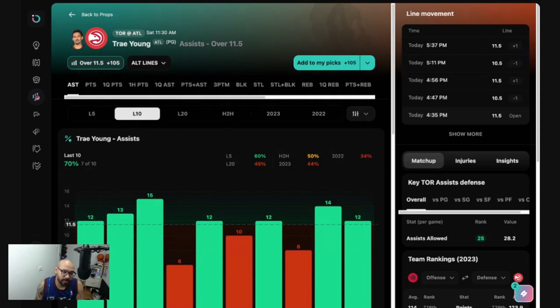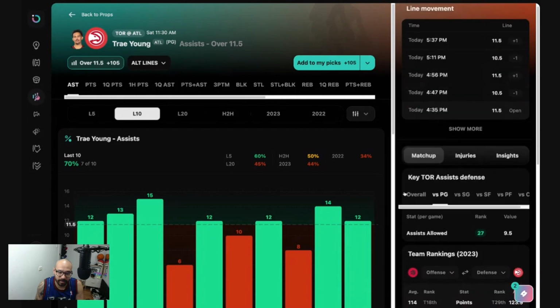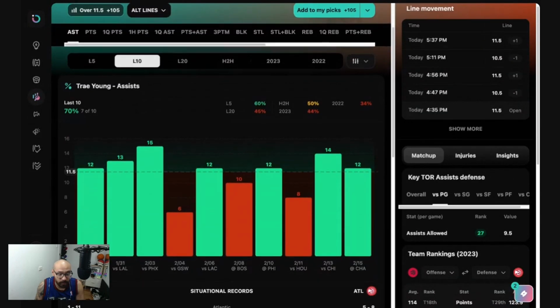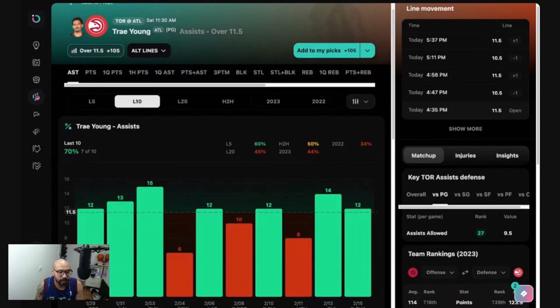The reason why I like this: I already know that the Raptors give up a lot of assists to point guards, because I do this every single day. There you go, ranked 27th in the league in terms of assists allowed, which is the 3rd or 4th most assists to point guards on the season. Now, 11.5 is a high line, but Trae Young's hit this in 7 out of his last 10 games.